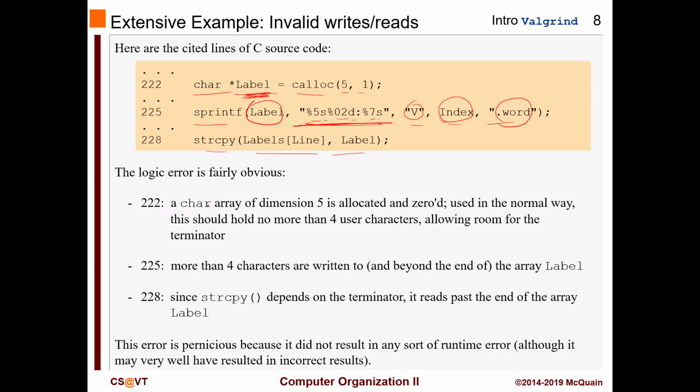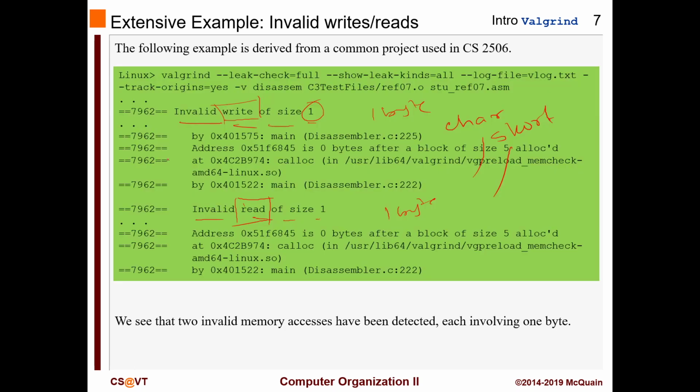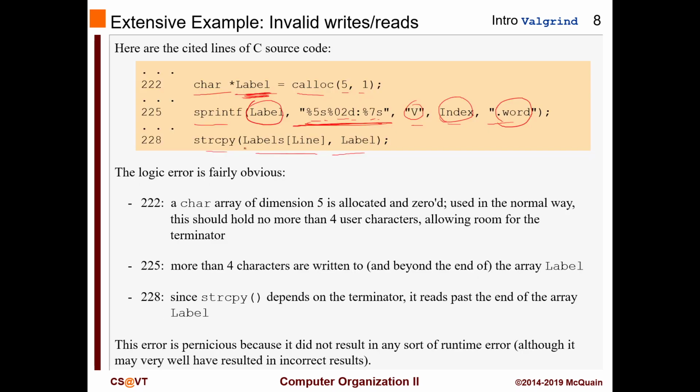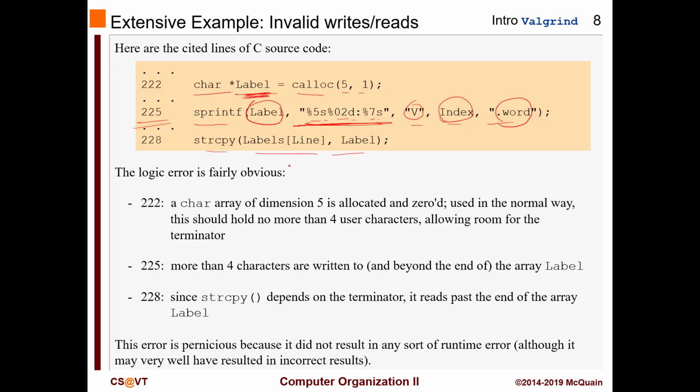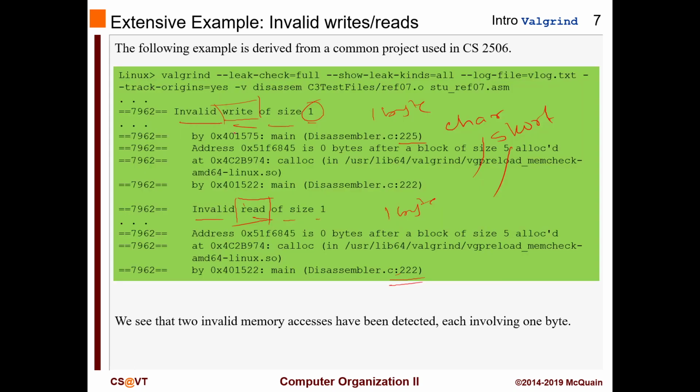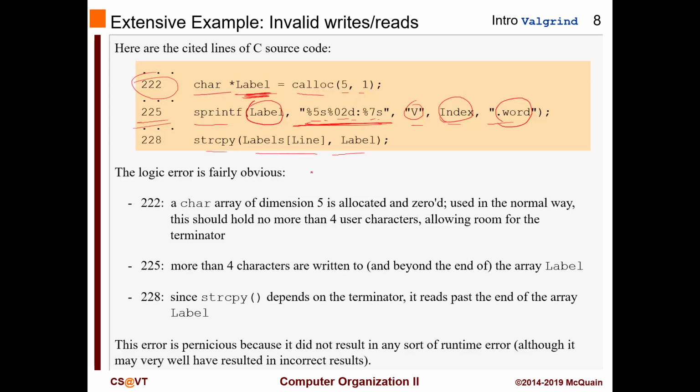Let's see where it went wrong, because this Valgrind issue is pointing us to line 225, which is over here, and this one is pointing us to line 222. So it's telling us that something went wrong over here. Okay, so we know where to look. Now let's try to understand what may have went wrong. A character array of dimension 5 is allocated and zeroed because we are doing a calloc, right? It is used in a normal way. This should not hold more than 4 characters because it needs a position of 0.